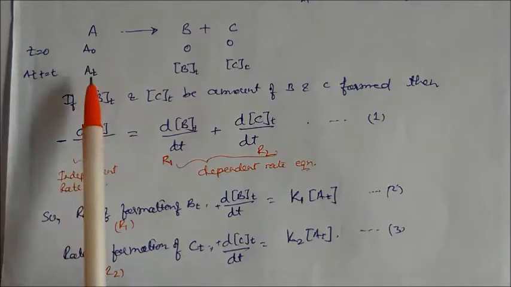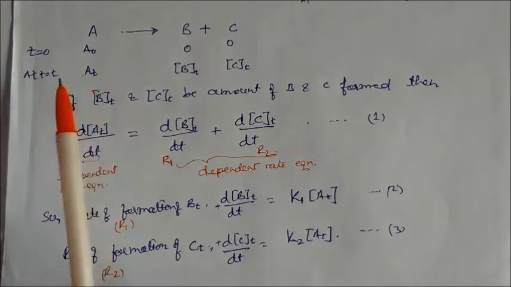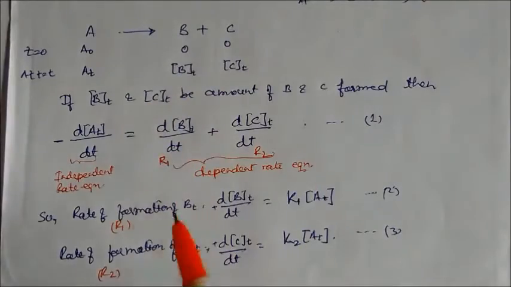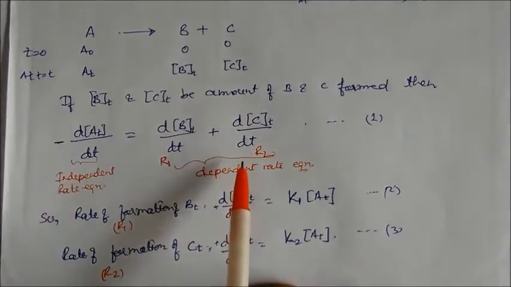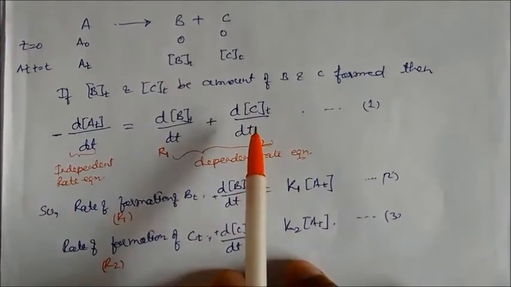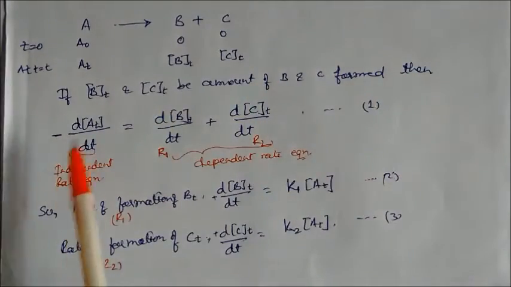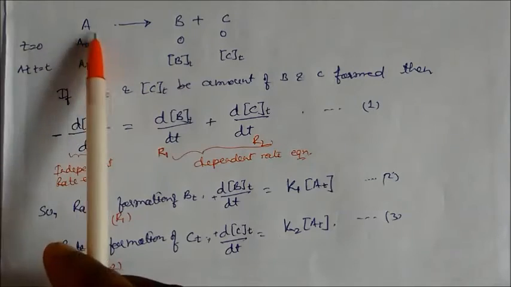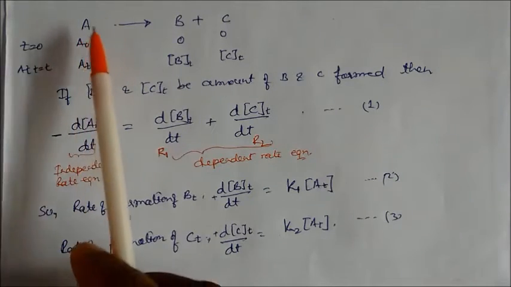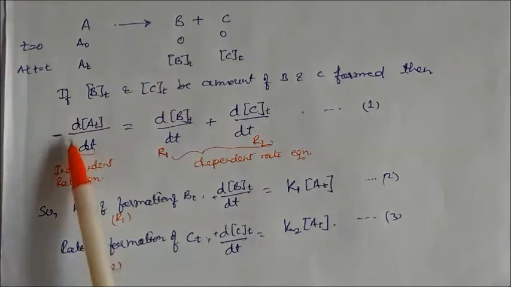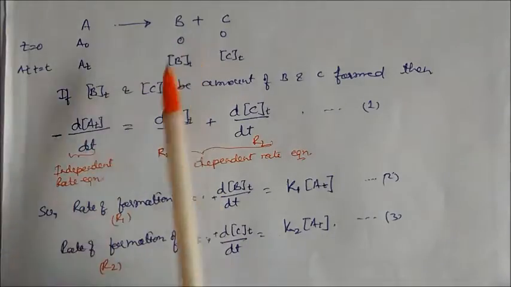So at time t, this will give you a product, B and C. So Bt is the amount of B and C which is formed. Then the rate equation will be: for a decomposition reaction, when A is decomposed, the rate of the reaction of A will be -dA/dt, and this will form dB/dt.